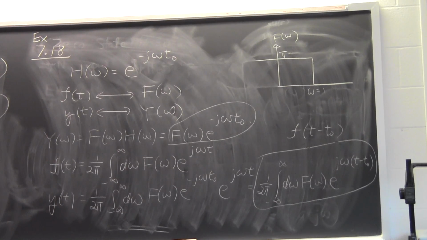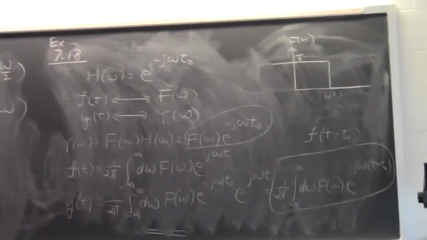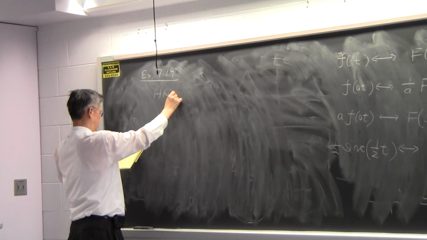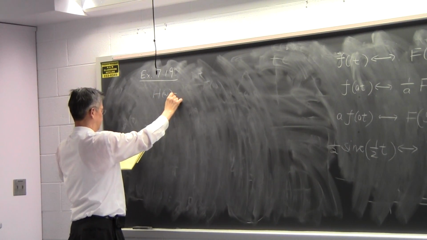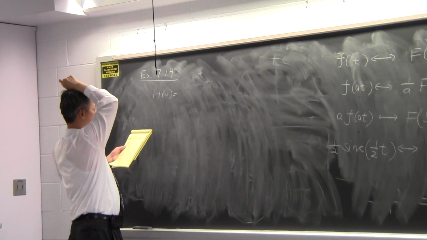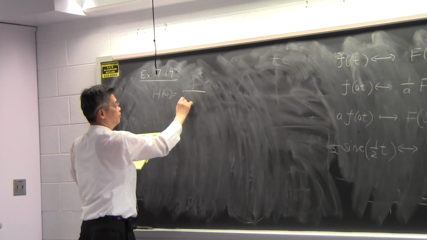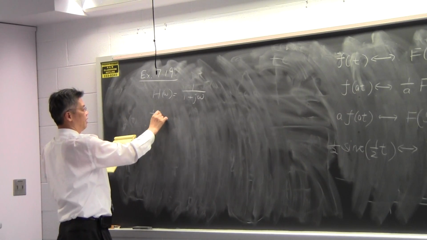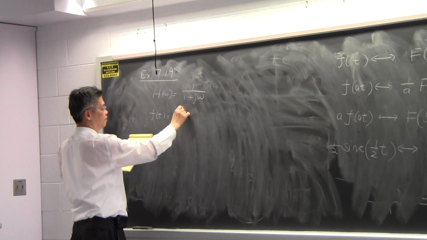Example 7.19. Okay, H of omega equals 1 over 1 plus j omega. The input f of t is given by this.